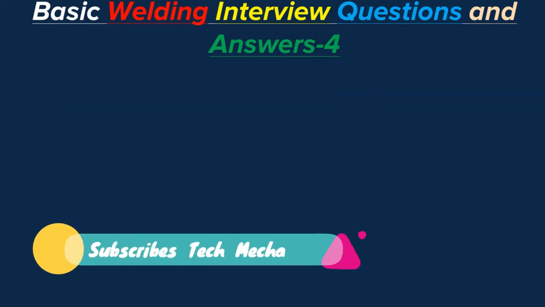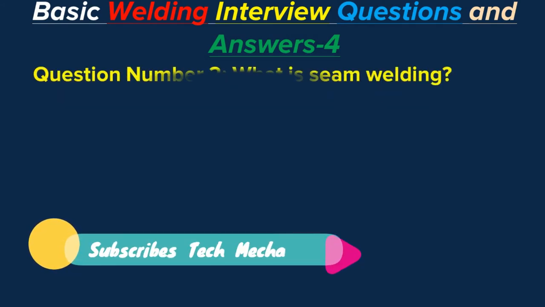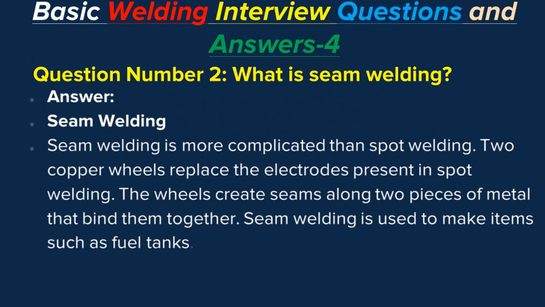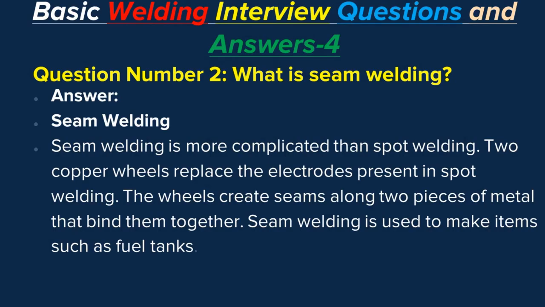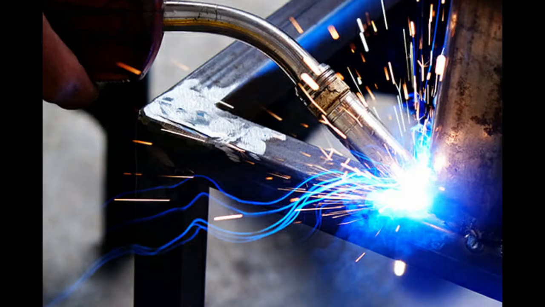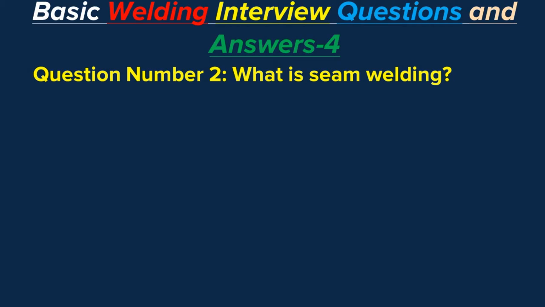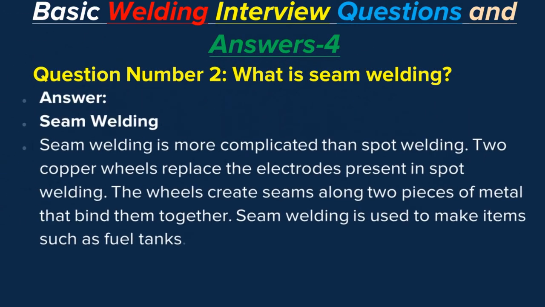Question number 2. What is seam welding? Answer. Seam welding is more complicated than spot welding. Two copper wheels replace the electrodes present in spot welding. The wheels create seams along two pieces of metal that bind them together. Seam welding is used to make items such as fuel tanks.